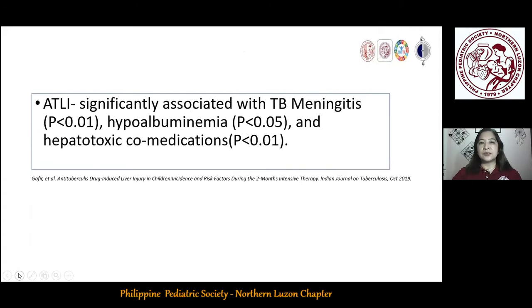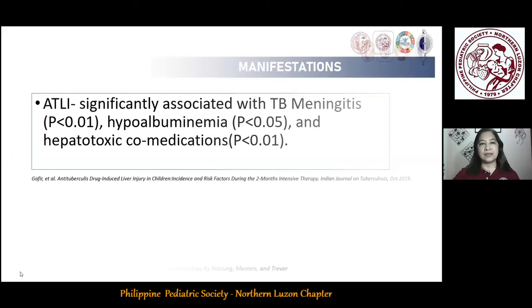The articles reviewed also showed that the liver injury caused by these drugs was significantly associated with TB meningitis with a p-value of less than 0.01, hypoalbuminemia with a p-value of less than 0.05, and hepatotoxic co-medication intake with a p-value of less than 0.01.